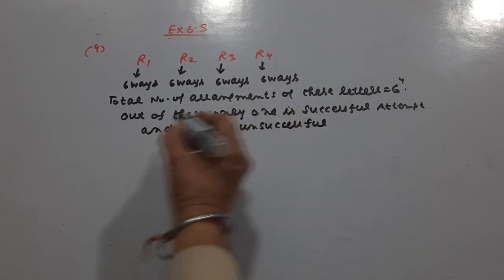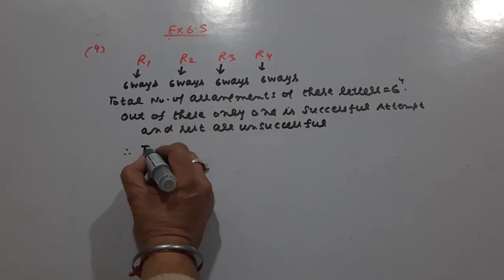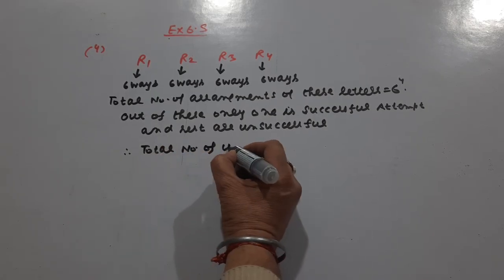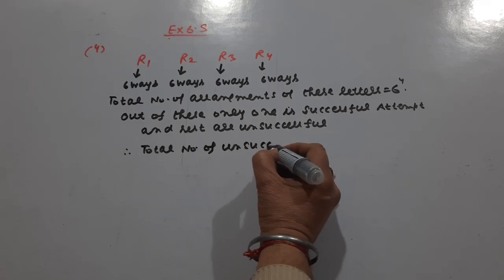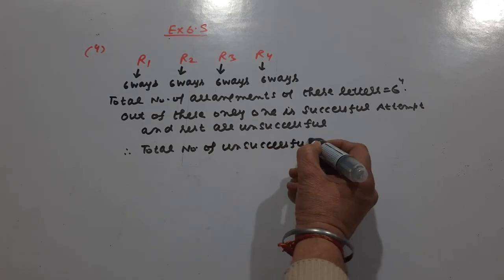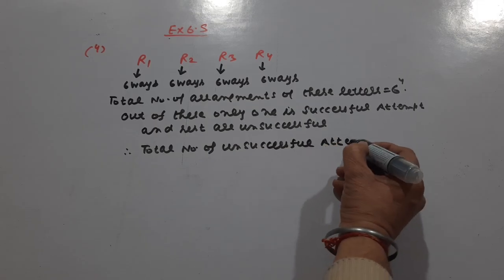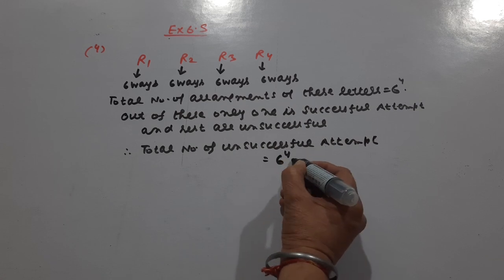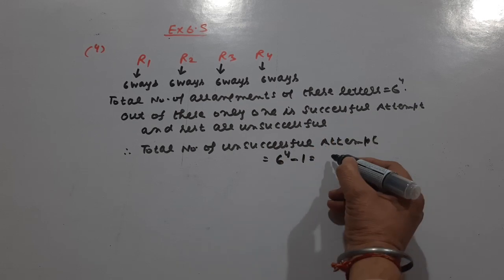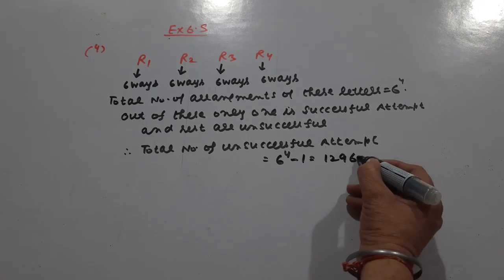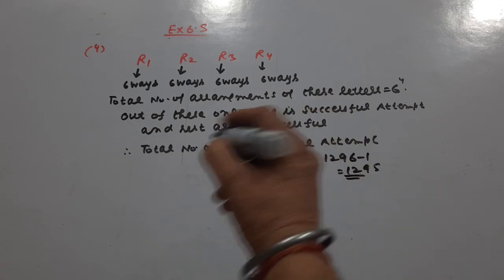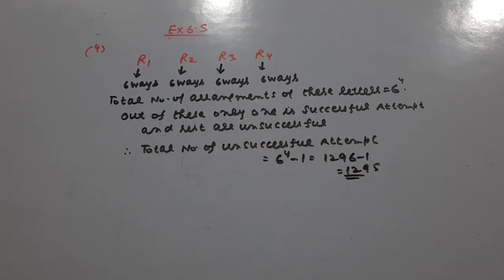सो देयरफॉर टोटल नंबर ऑफ हमने फाइंड करने हैं अनसक्सेसफुल. सो टोटल नंबर ऑफ अनसक्सेसफुल अटेम्प्ट्स इक्वल टू 6 पावर 4 हमारे सारे टोटल हैं -1. सो 6 पावर 4 is 1296 -1, so 1295. So we have 1295 are the unsuccessful attempts. So students, I hope this is clear to you.